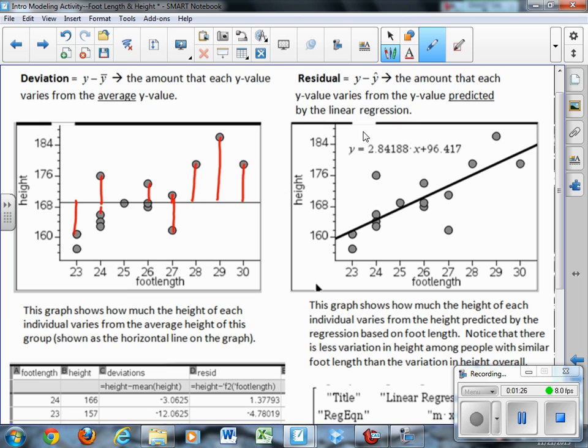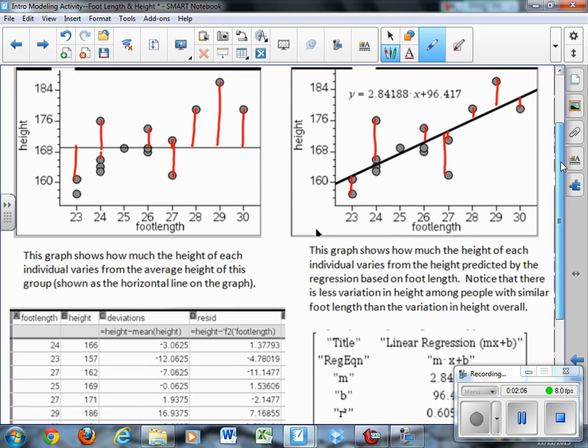Now contrast that to residuals. Residuals is the amount that each y value varies from the y value predicted by the linear regression. So here are our residuals, and notice they're a lot smaller, because when we know something about a person's foot length, we know a little something about their height. In general, we notice that people with bigger feet tend to be taller. And so when we draw the line this way, we're accounting for some of that variation in height by looking at the variation in their foot length. Whereas here, we're not really paying any attention to their foot length at all. We're just looking at their height compared to the average height of a person.